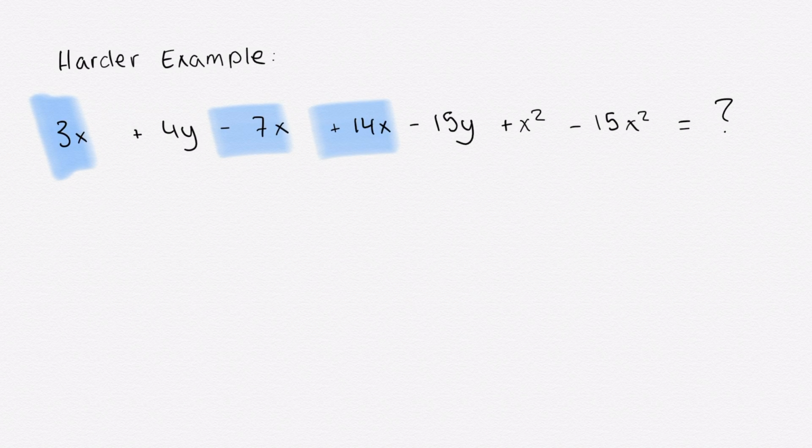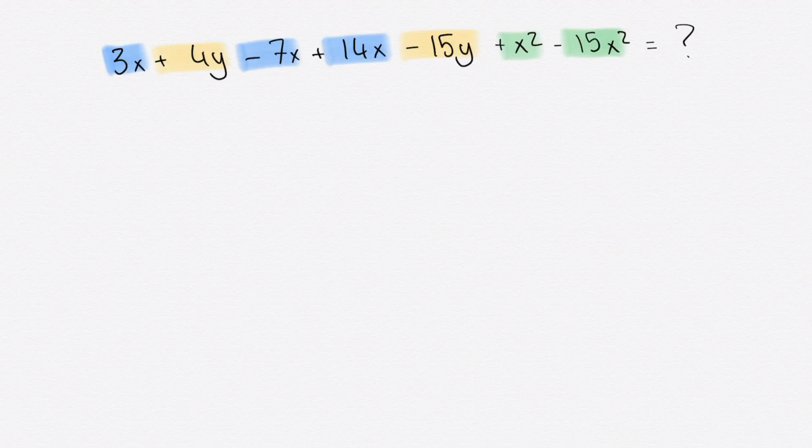So I'm going to start off with just highlighting all the like terms. So I know that 3x minus 7x and plus 14x are all one term, so I'm going to colour them in blue. I'll do the same for y's in yellow and x squares in green. So then I like to break the question down into different sections.